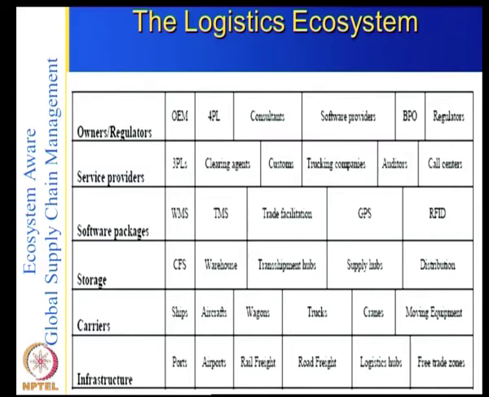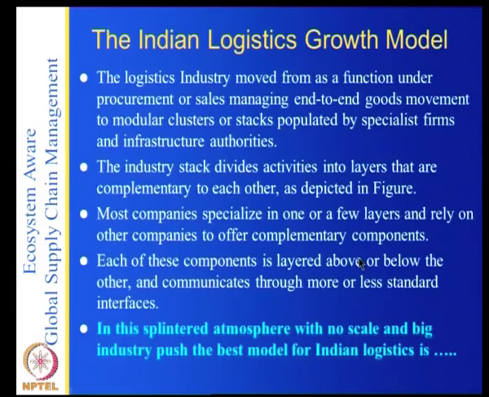Now, in a country like India, what happens is, you have no big players. In other words, if you want to move some material from one place to another, there are only people who are truck owners, who own 1 or 2 trucks or 4 or 5 trucks. There could be millions of such small players. Now, if you want to move some material from one place to the other, how do you do it in this splintered atmosphere? That's the problem that we are discussing here. In this splintered atmosphere, with no scale and big industry push, the best model for Indian logistics is orchestration.